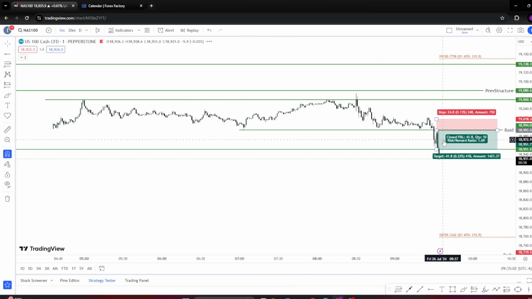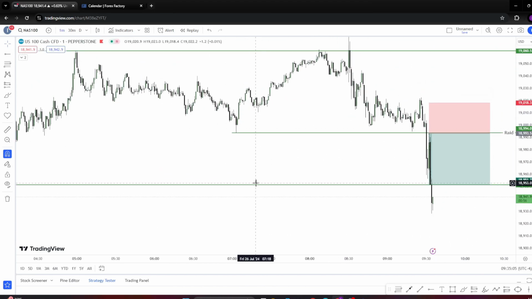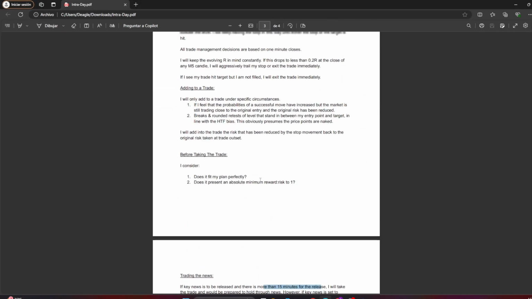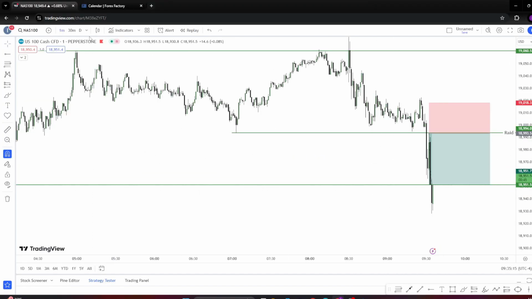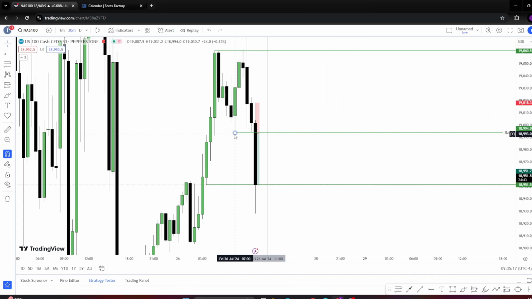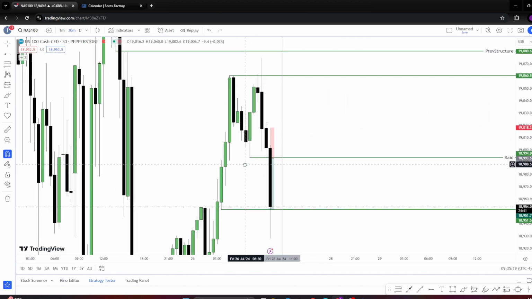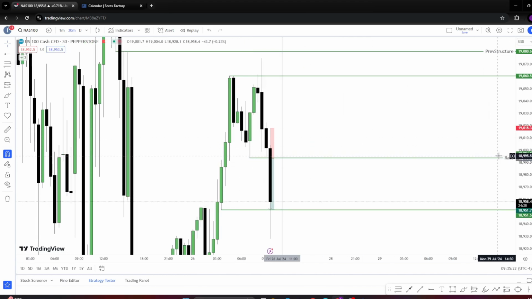Now, the NASDAQ trade is simple. This is a raid acceptance trade, and we can go through what that means. A 30-minute predefined level in market mapping is being broken and accepted above or below. Okay, let's go step by step. This is our 30-minute predefined level that we spoke about. We denoted this level, and we said we could try to look for shorts below this area.